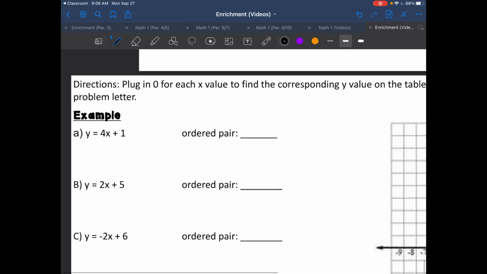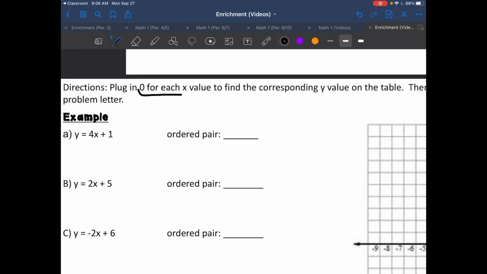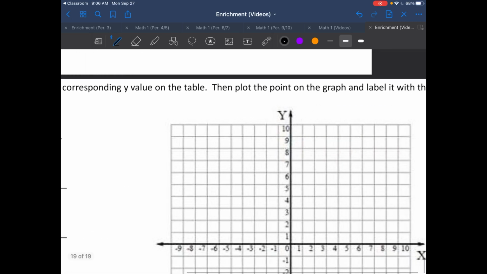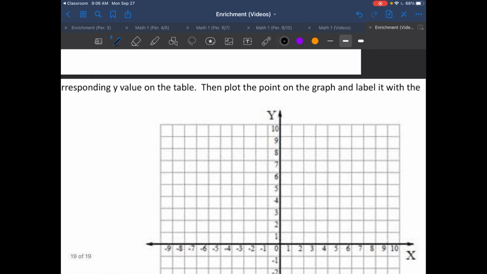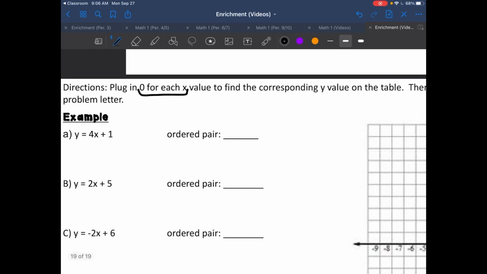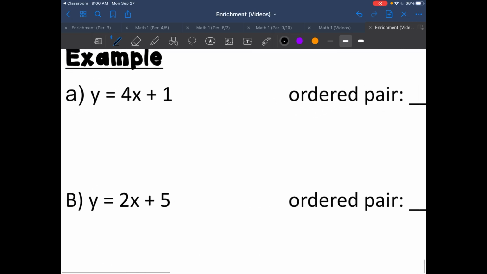So the directions say to plug in 0 for each x value to find its corresponding y value on the table. Then plot the point on the graph and label it with the problem letter. So looking at this first one here, we have y equals 4x plus 1. What I'm going to do real quick is make a little table for myself, x, y. And we're trying to figure out when x is 0.